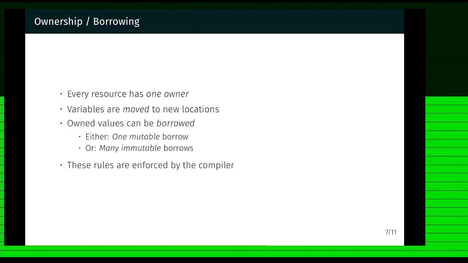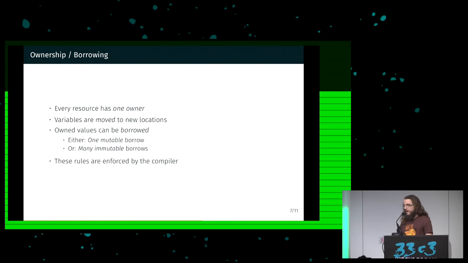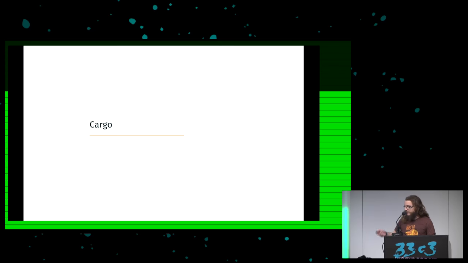It uses a new concept of ownership and borrowing. That means every resource has just one owner. The owner is responsible for acquiring the resource and releasing it. So variables are always moved to new locations, but they can be borrowed if you just need them temporarily. But you can either have unique access with mutation or many immutable borrows. And this is all enforced at compile time, which is quite unique and awesome.